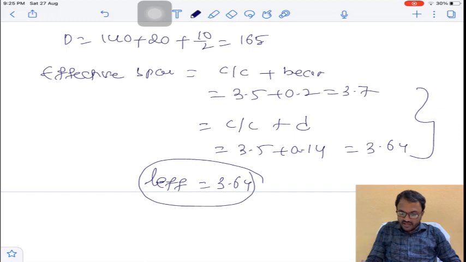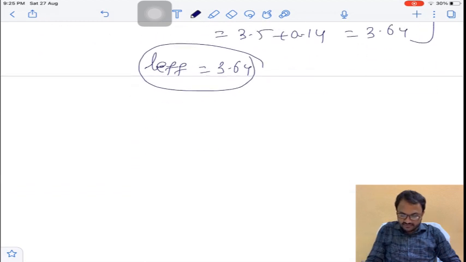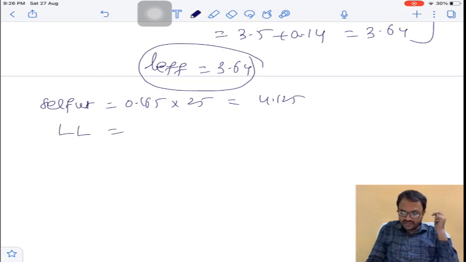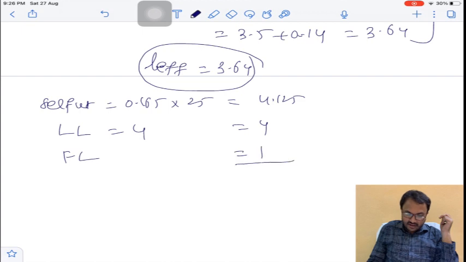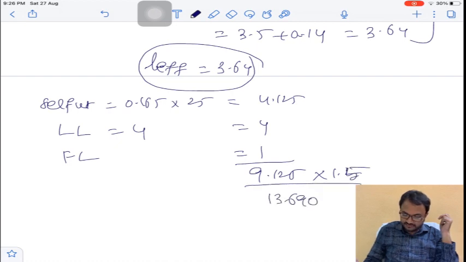Okay. And now coming to load calculation, self weight. It will be 0.165 into 25. It will be 4.125, and live load, that is imposed load, is equal to 4. And floor finish is equal to 1. It will be 9.125. If you multiply this with 1.5, you will get the factored load. It is 13.690 is the factored load. So that factored load is WU.